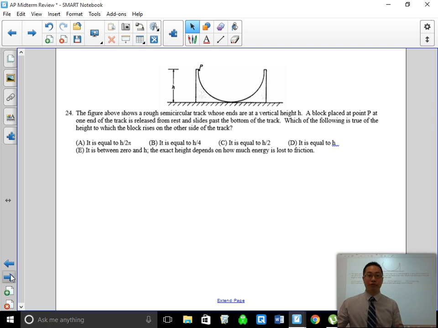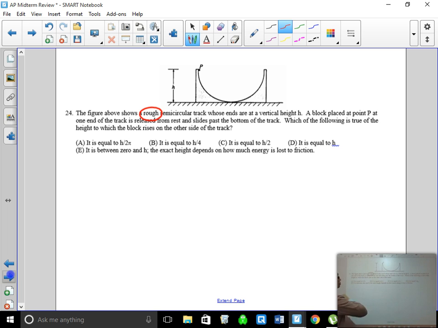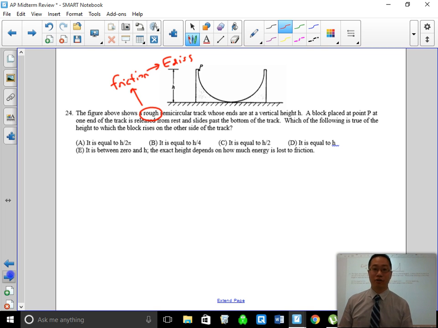Now, the key point for this question here is the word rough. Because it's rough, that means, of course, that there's going to be friction, which means that there's going to be energy being dissipated. So when they release the ball from point P and they ask how high it is going to end up on the other side, it's not going to go exactly to the same height as it was before, unless the energy was perfectly conserved. Now, how much energy is lost? We have no idea. So we end up choosing choice E. It's between 0 and h, but it depends on how much energy is lost due to friction.